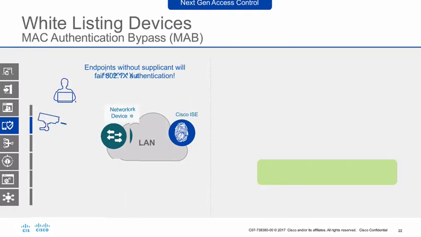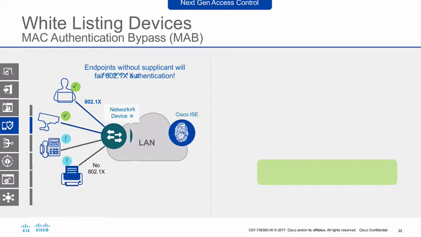Okay. So what about those devices that can't do 802.1x? 802.1x has been around for a while. A lot of customers are already doing it in the form of wireless 802.1x. Many of them are starting to now migrate to a wired type of solution. But what do we do about those devices that can't participate? They don't have a supplicant. This is where we bring in something called MAC authentication bypass.